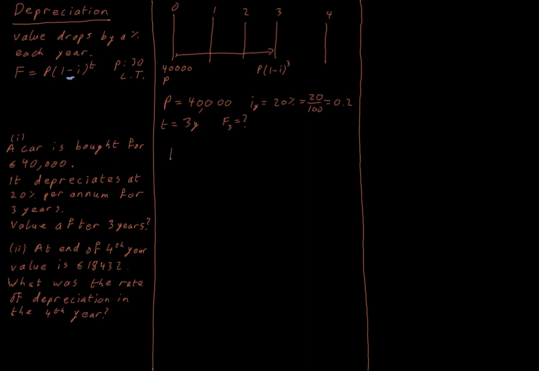So at that point, we just sub into our formula. F is equal to the principal times 1 minus I, and we are very careful that we are subtracting this interest rate of 0.2, to the power of t. F is equal to 40,000 times 1 minus 0.2 to the power of 3. And this can all go in the calculator. And we get out 20,480.